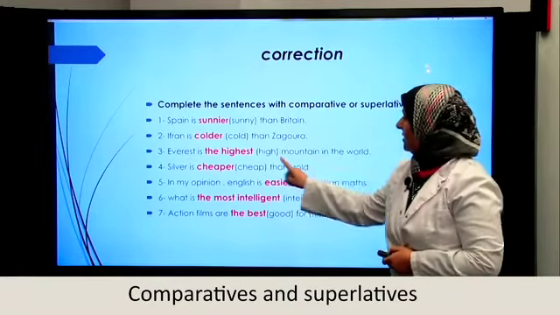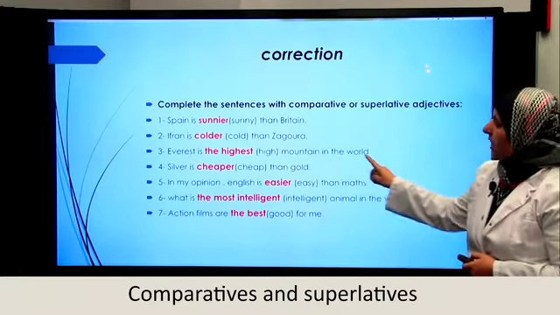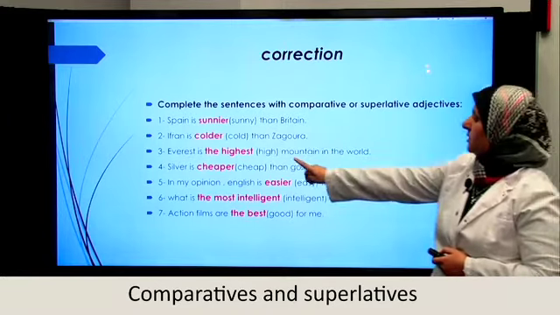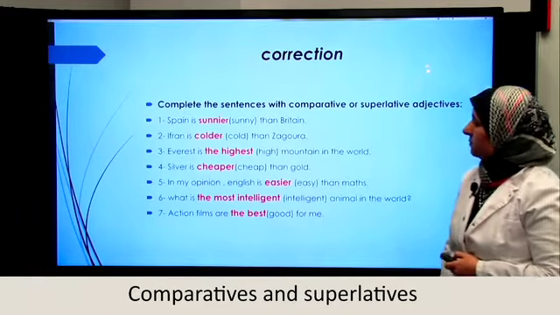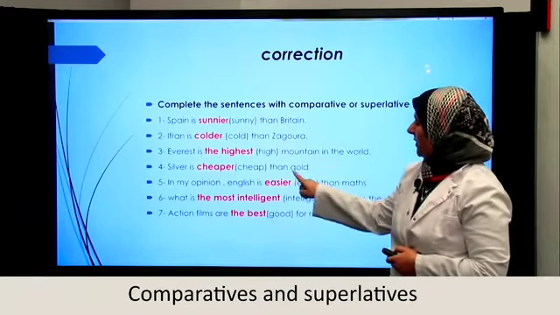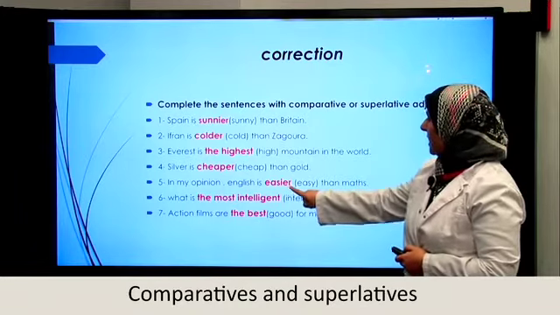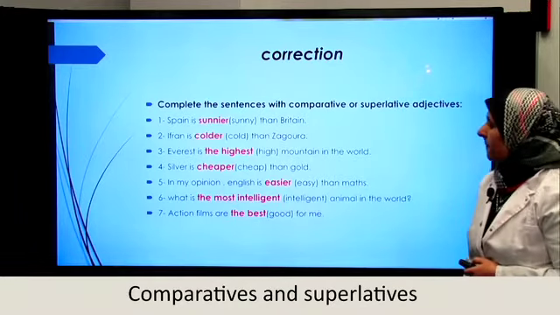Number 3, Everest is the highest mountain in the world. Here we are comparing Everest to all the mountains of the world. So we use a superlative here. Number 4, silver is cheaper than gold. Number 5, in my opinion, English is easier than maths.